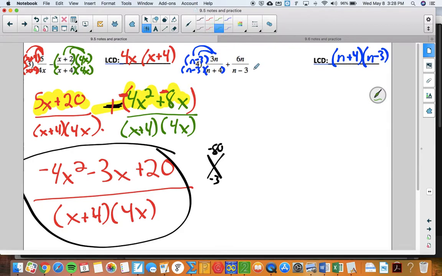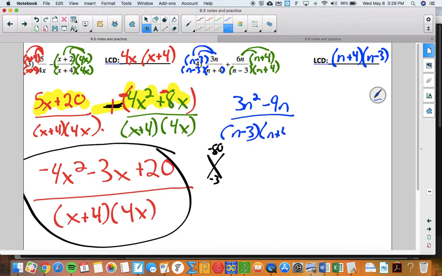Then, to get a common denominator with this fraction, I have to multiply it by n plus 4. See how my denominators are now the same, n plus 4 times n minus 3, and n minus 3 times n plus 4. I guess I could have read it from right to left like I did the first one too. However, I multiplied the bottom by n plus 4, so I need to multiply the top by n plus 4. And the 6n will distribute to both of those. So that first fraction is going to be on top 3n squared minus 9n. And we have the common denominator on the bottom of n minus 3 times n plus 4.